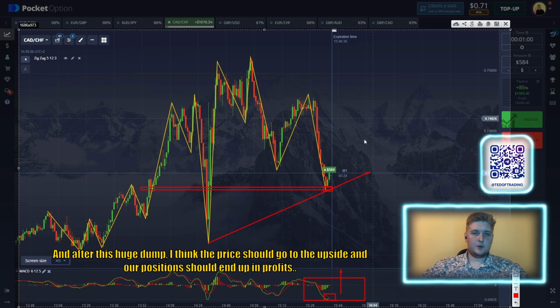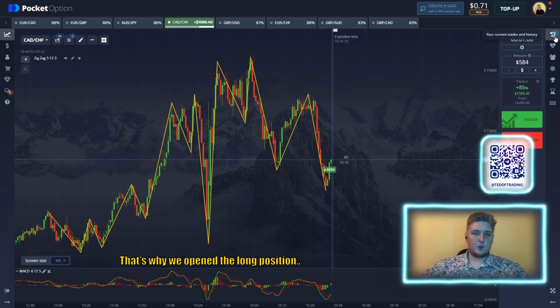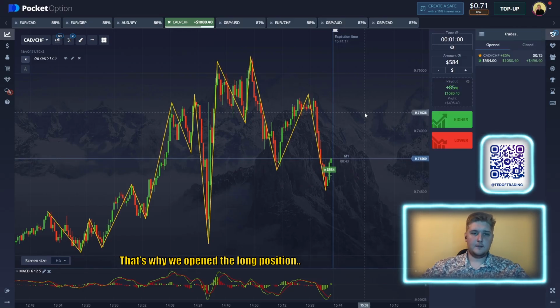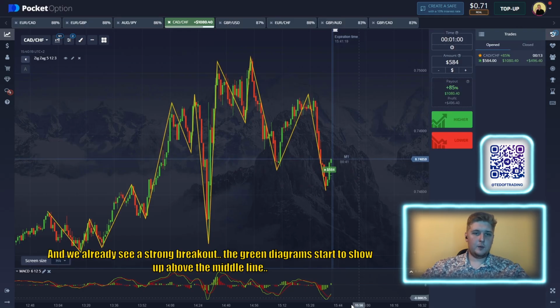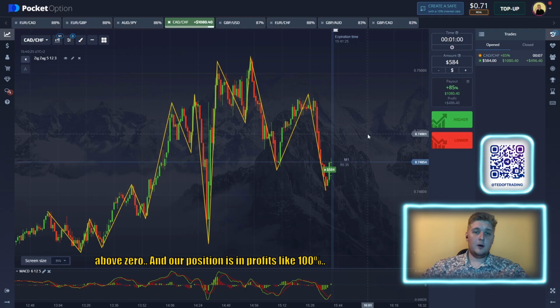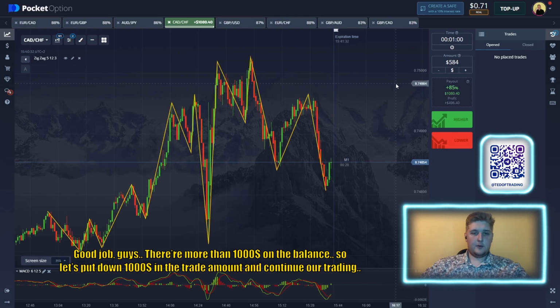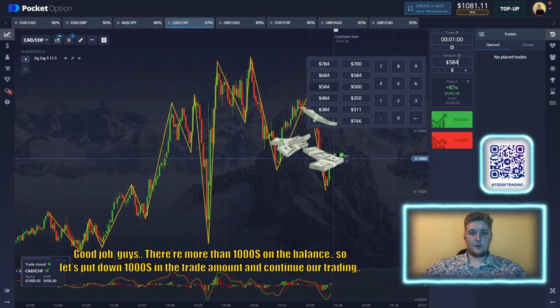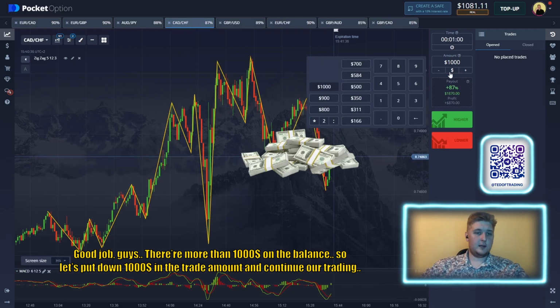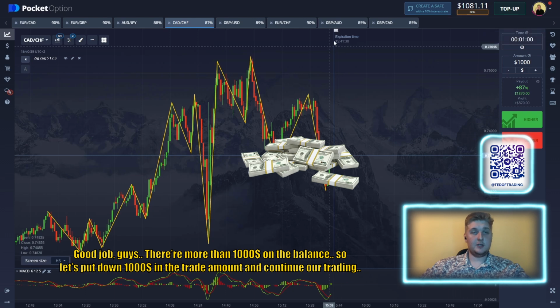And after this huge dump, I think the price should go to the upside and our position should end up in profits, guys. That's why we opened the long position. And we already see a strong breakout. The green diagram starts to show up above the middle line, above zero, and our position is in profits like 100%. Good job, guys. There are more than $1,000 on the balance, so let's put down 1,000 in the trade amount and continue our trading.